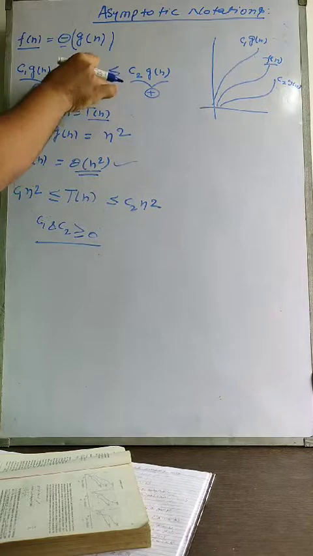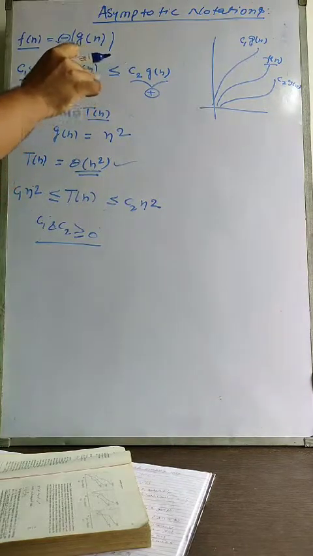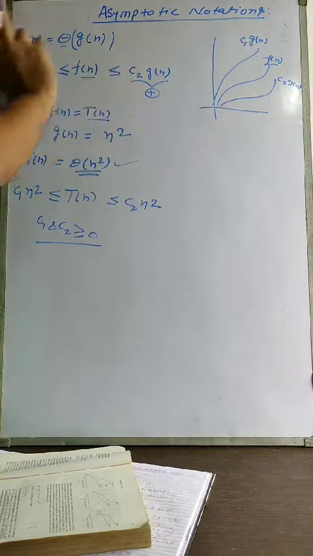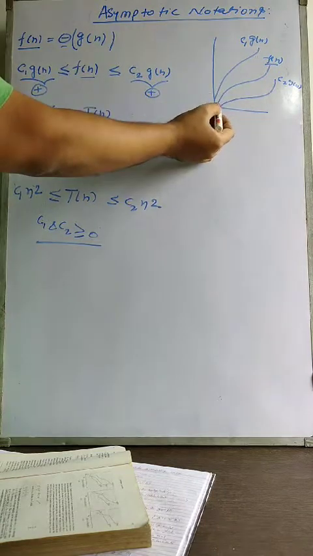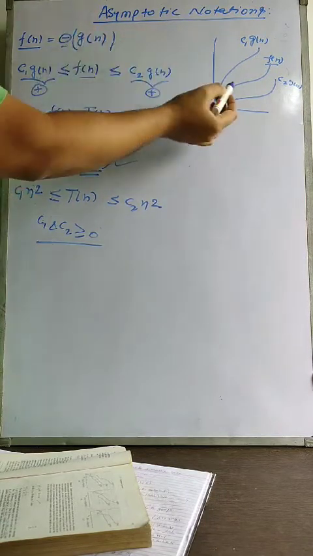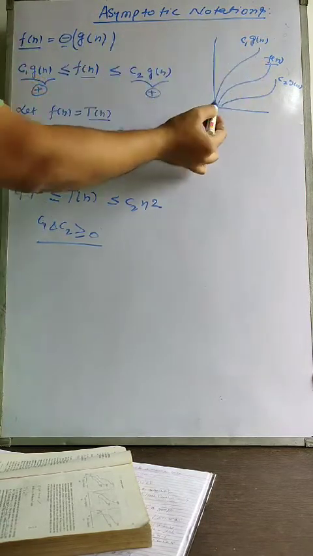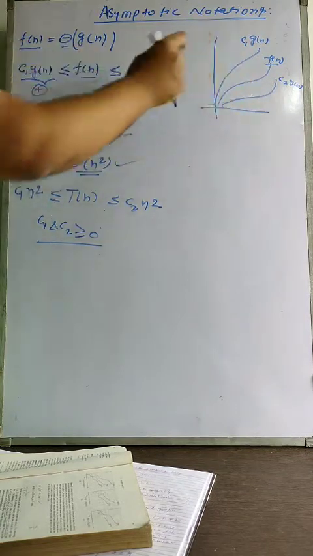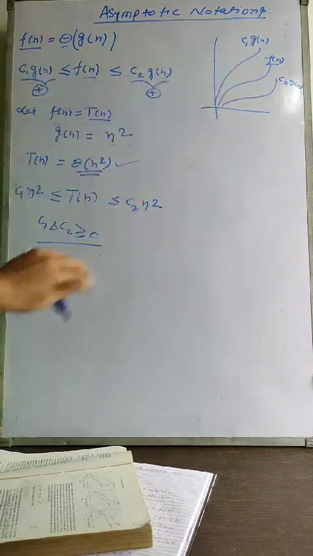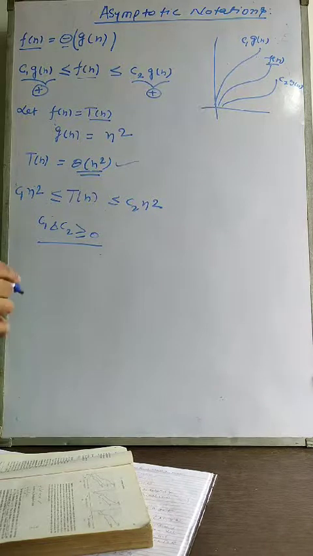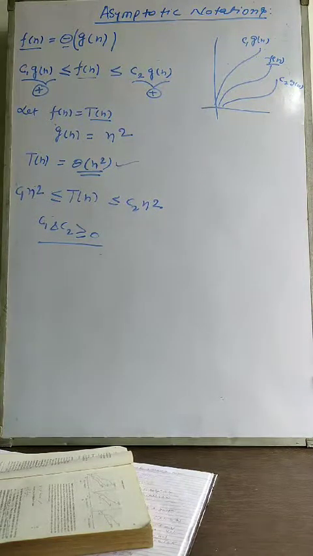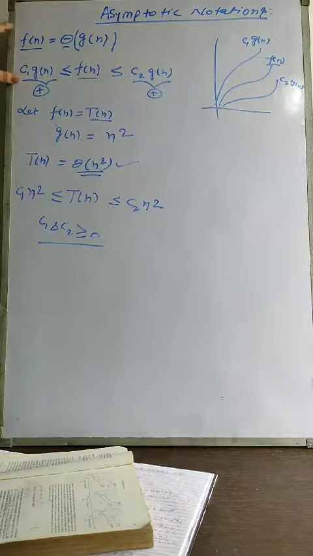It means Fn is sandwiched between C1Gn and C2Gn. It looks like that if Fn is equal to theta of Gn, so this is the C1 of Gn, this is the C2 of Gn, and Fn is sandwiched between, and all three functions are positive functions. So now, how do we use this notation in our algorithm complexity calculation?